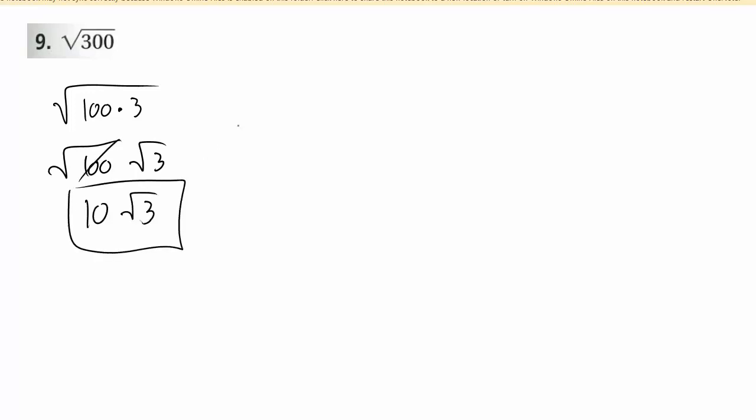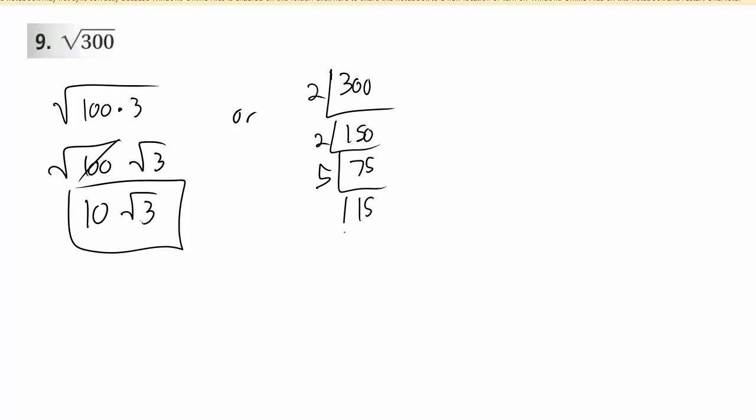So it's 10 times square root of 3. If that's too fast for you, if you'd rather just do it by prime factoring, you can just keep pulling out prime numbers. And just like we did when we first learned this, anytime there's twin sets of those prime numbers, you cancel them out and write them outside the radical.